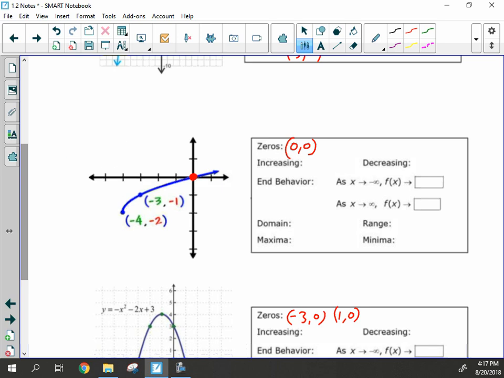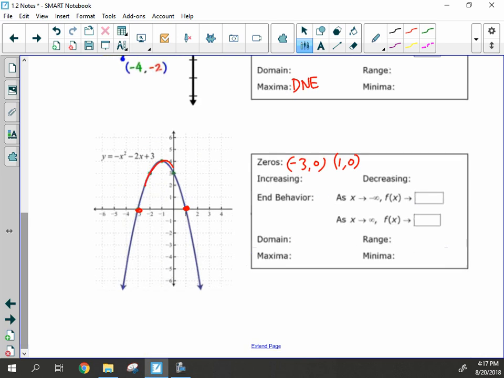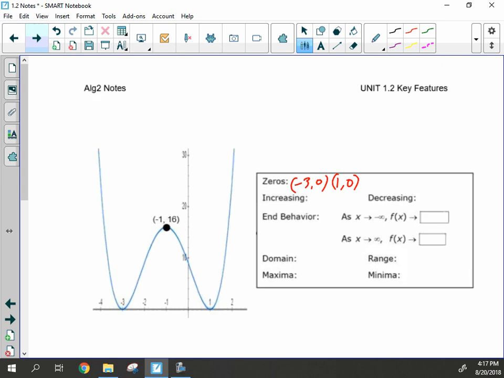The next graph definitely has a maximum. It's got this high point right here. So that's at negative 1, and positive 4. If I look at the next graph, this one definitely has a maximum, so that's the maximum. That's at negative 1, 16. If I go down, that's it.